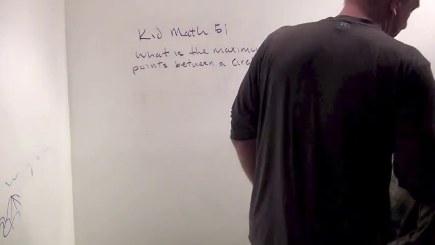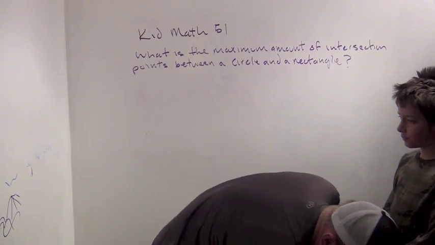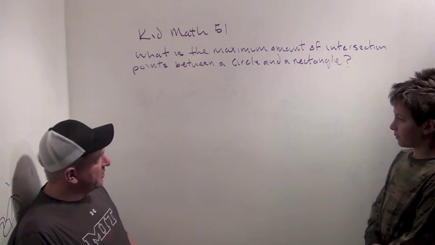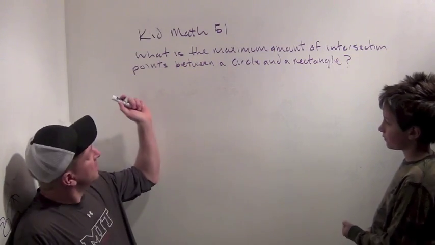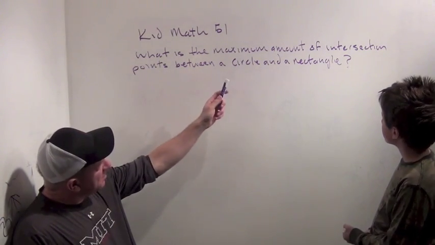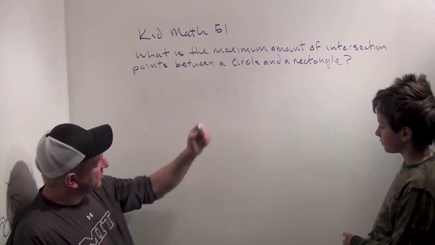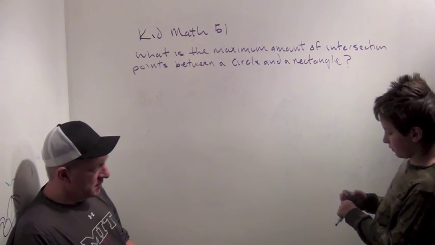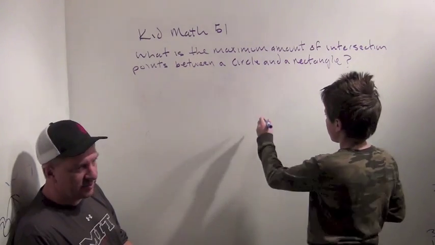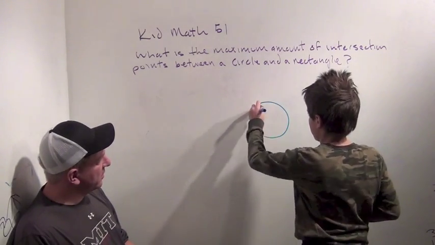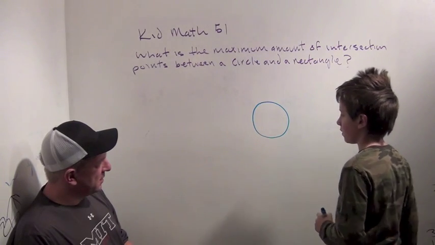Kid Math number 51. You have a kind of tricky problem on your homework assignment today, so I wanted to do part of it with you just to get you going on the right track. What is the maximum amount of intersection points between a circle and a rectangle? Do you understand the problem? Yeah. First of all, we just have a circle and a rectangle. We're trying to figure out the most points at which they can intersect.